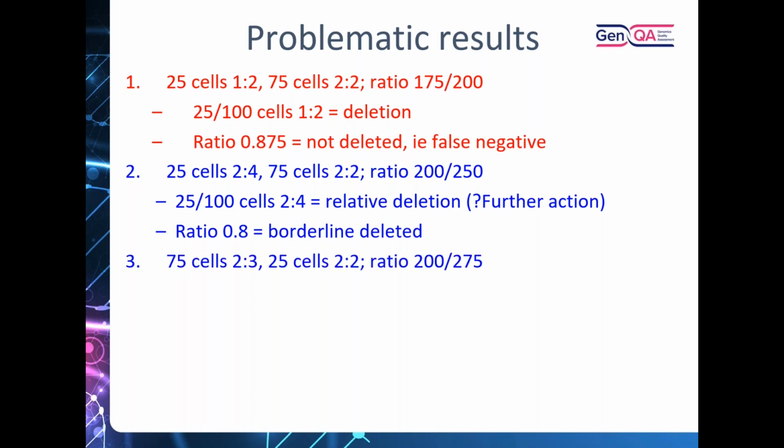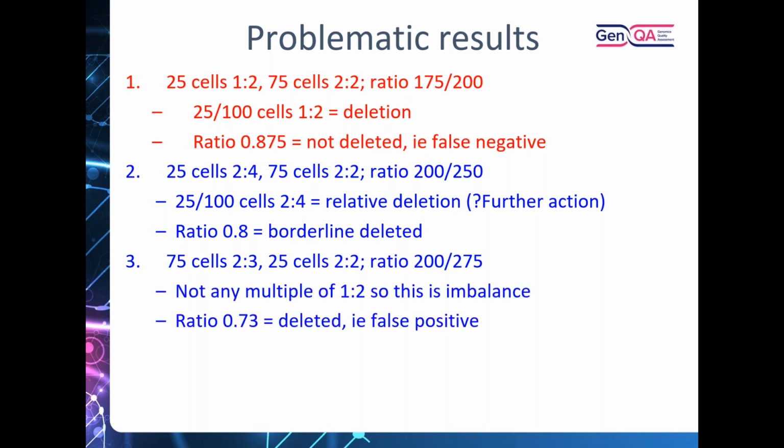So this one here, then, as I mentioned before, strictly speaking, if you've got the 2:3 ratio there, looking at signal copy numbers, you wouldn't really be considering that as a deletion in this example. But then if you're counting your overall number of signals, coming up with that ratio, that's 200 over 275. And that gives you 0.73. So with using that method, you would call that as deleted because it's less than 0.8. So that would be a false positive.